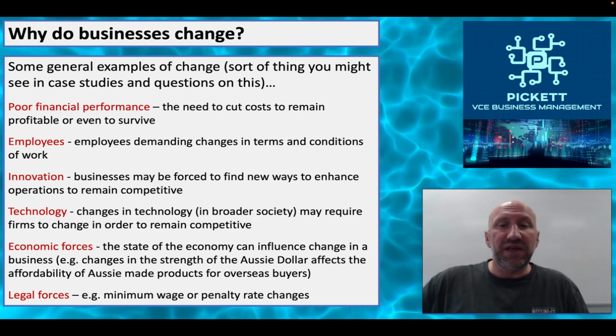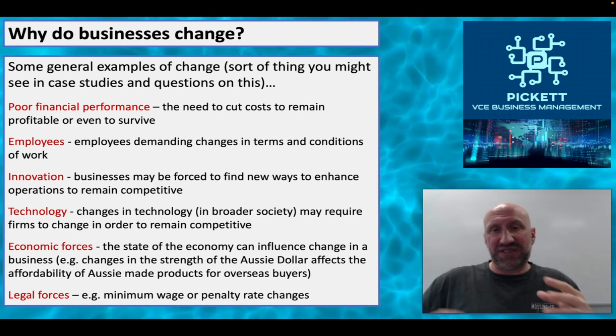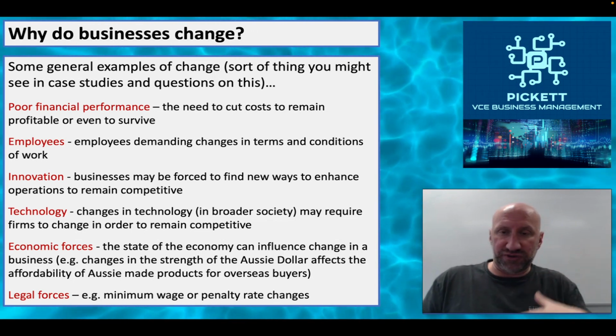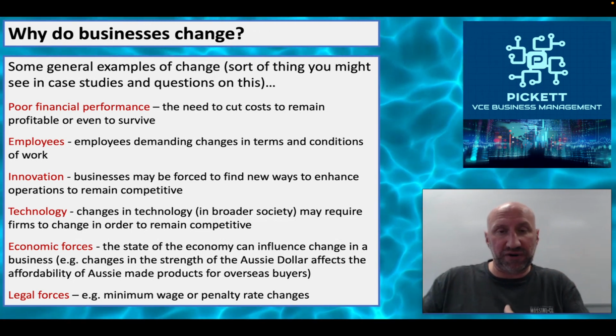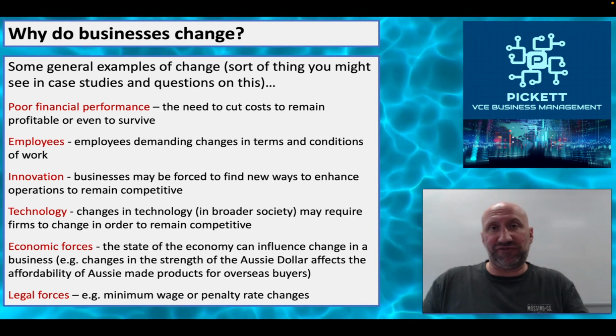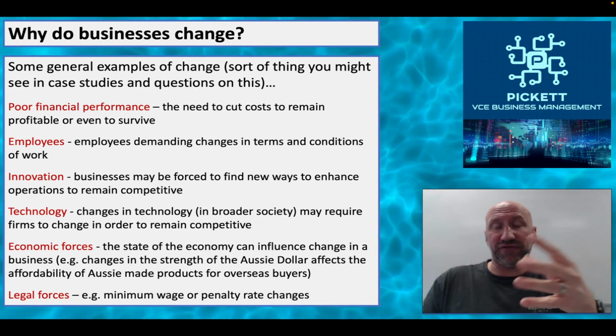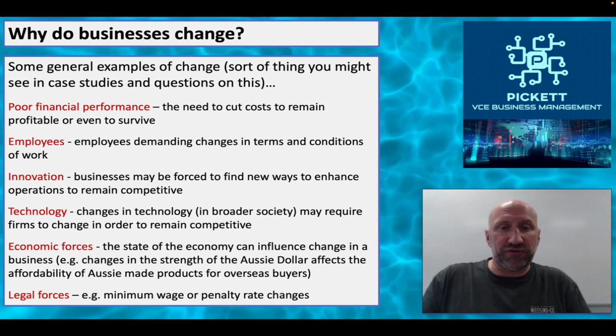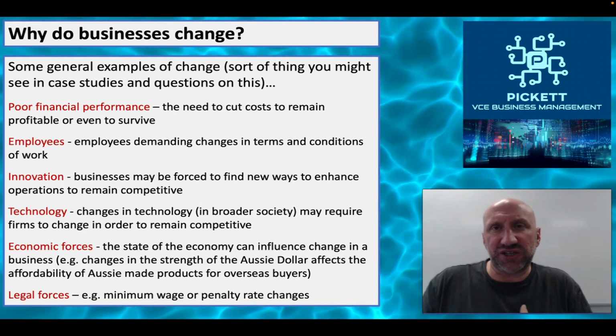We've said that already. Economic forces, so the state of the economy can influence change. Changes in the strength of the Aussie dollar compared with other currencies affects the affordability of Aussie-made products for overseas buyers. Already kind of mentioned that one. And legal forces, minimum wage, penalty rate changes, that sort of thing.